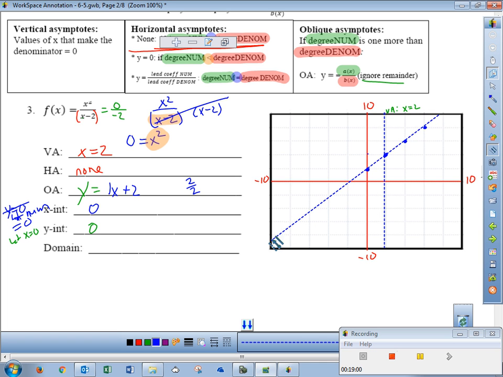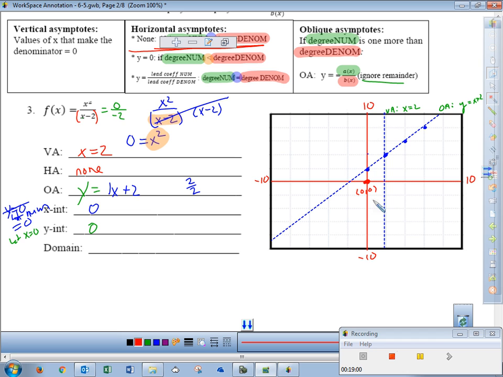All asymptotes are dashed. Then you'll put an OA, y equals x plus 2. That is an oblique line with a slope of 1 and a y-intercept of 2. Good deal? X-intercept, we're going to plot it next. It's at 0, 0. There is an x-intercept there. There's also a y-intercept there. It's the same place, right? 0, 0 crosses the x-axis and crosses the y-axis.